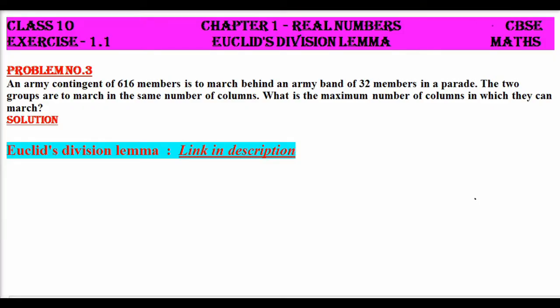Okay, class 10, CBSE Maths, Chapter 1, Real Numbers, Exercise 1.1, Problem number 3. An army contingent of 660 members is to march behind an army band of 32 members in a parade. The two groups are to march in the same number of columns. What is the maximum number of columns in which they can march?